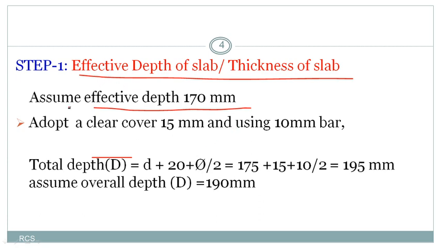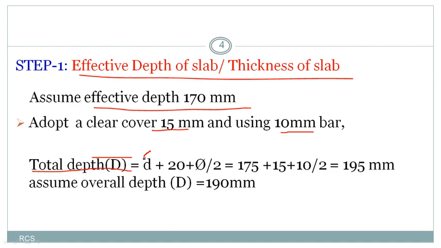So there is no wrong in assuming the effective depth. I will assume here initially the effective depth is 170 mm, and I am adopting a clear cover of 15 mm and using a 10 mm bar as the main reinforcement. Based on this data, I can calculate the overall depth of the slab.